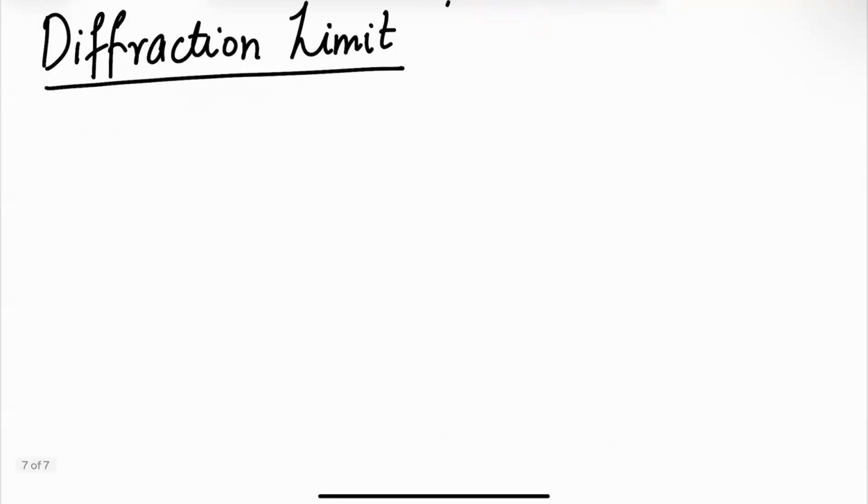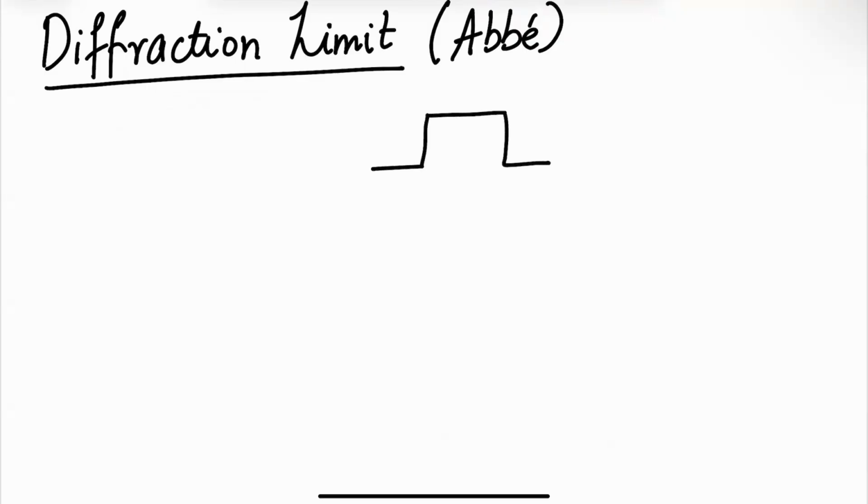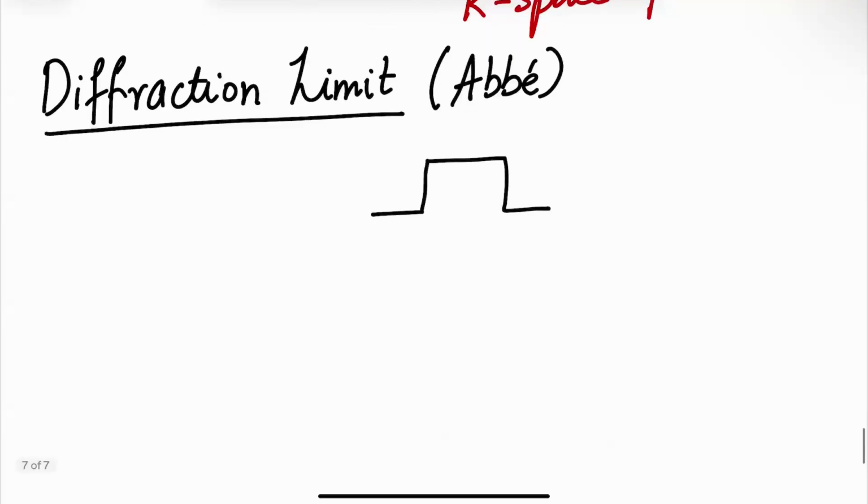Sometimes it's called the Abbe diffraction limit. Simple. Okay. So we know from the properties of the Fourier transform that if I have a real signal that is a pulse function, or a square function, then its Fourier transform is a sinc function, right?